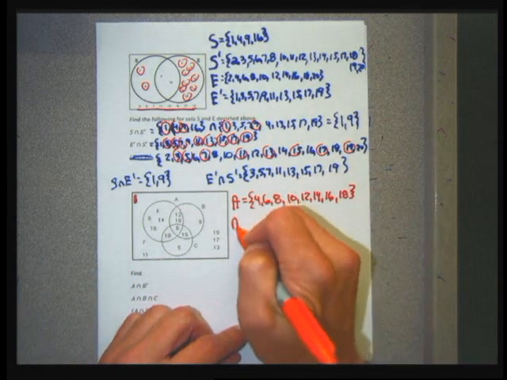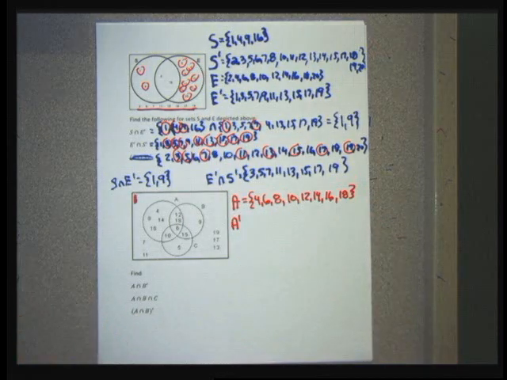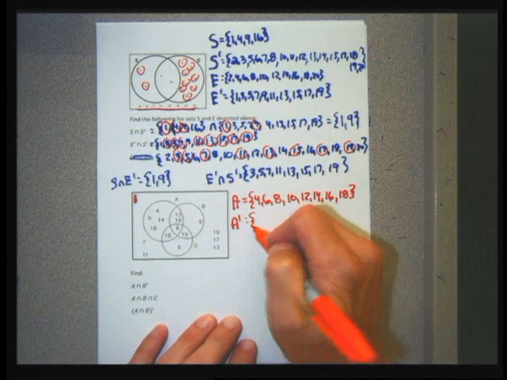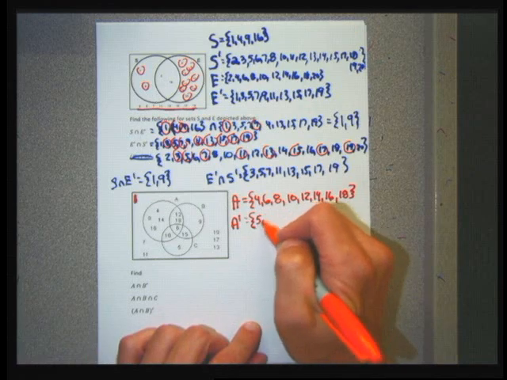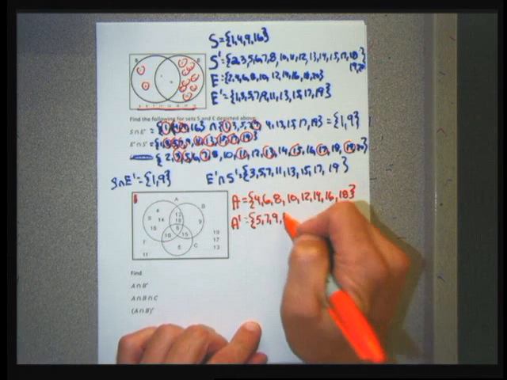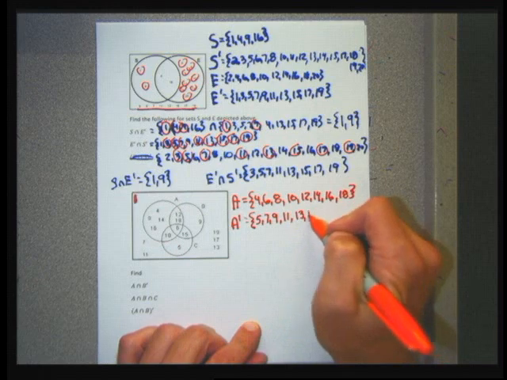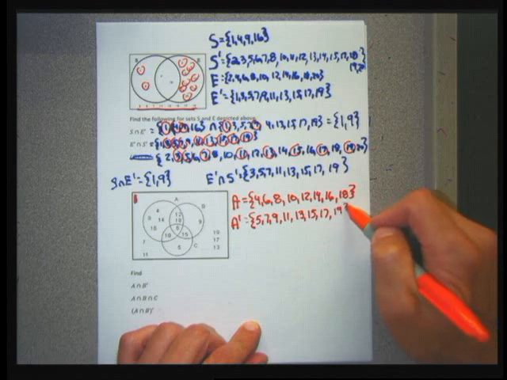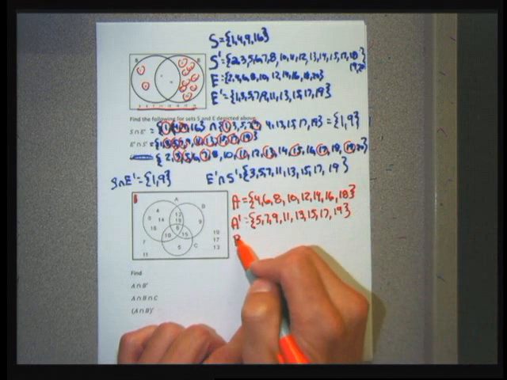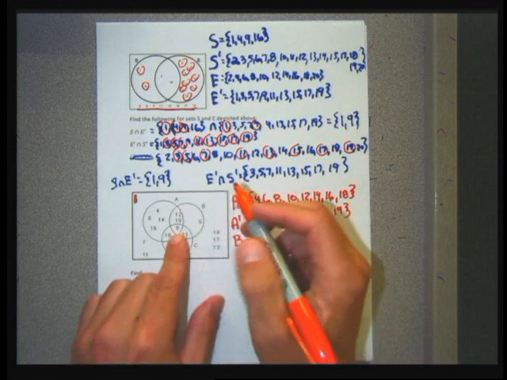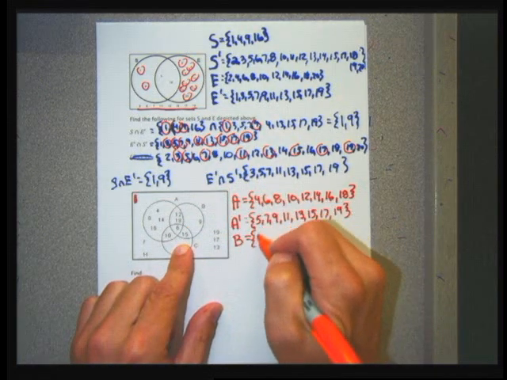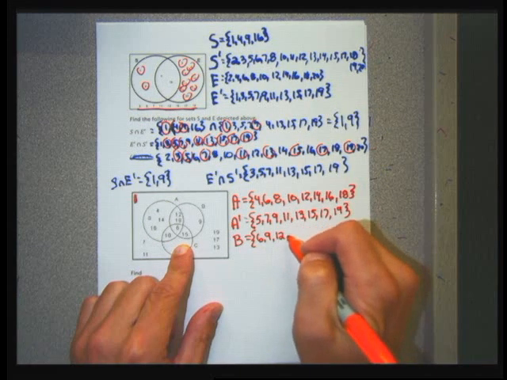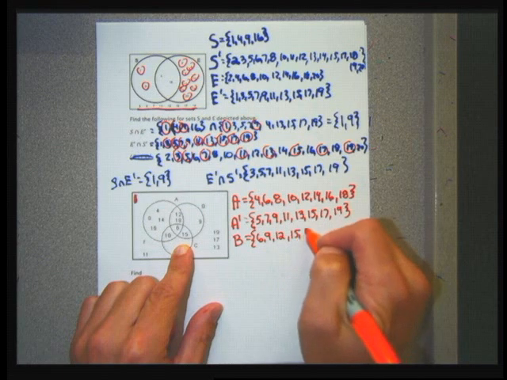A prime is anything in the universe that's not in the A circle. The universe is the numbers 4 through 19. A is the evens, so A prime is going to be the odds. Any number that's in the universe that's not in A makes up A prime. And again, when I'm answering the questions without looking at the pictures, it helps tremendously if I write down what each set and its complement is. B is 6, 9, 12, 15, and 18. B prime is going to be long. B prime is all the numbers between 4 and 19 except those numbers.